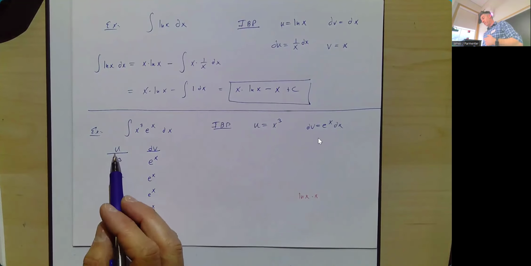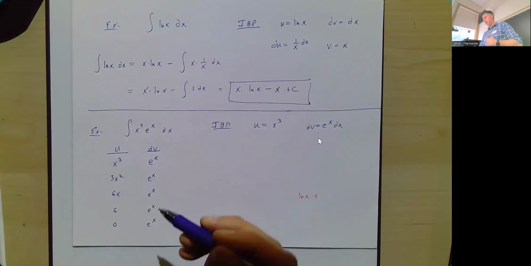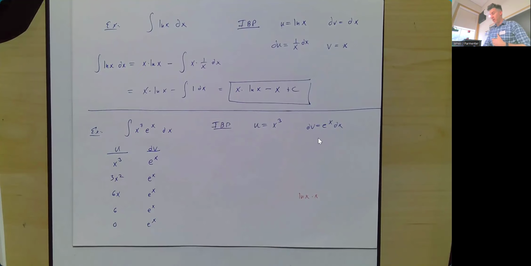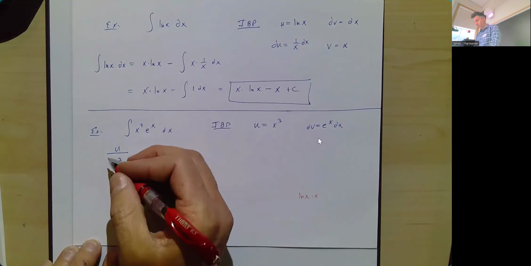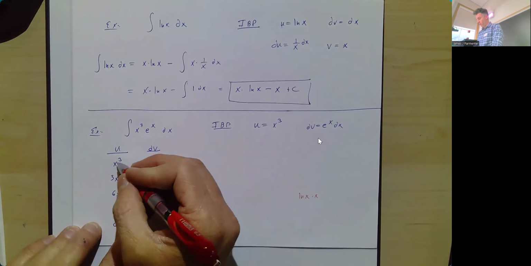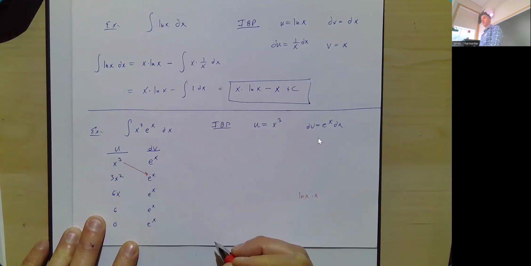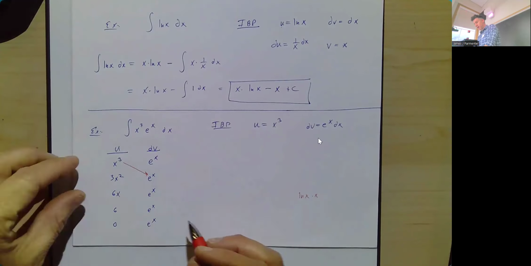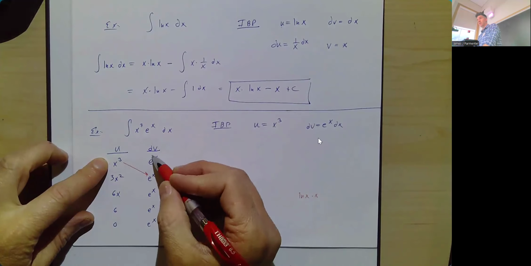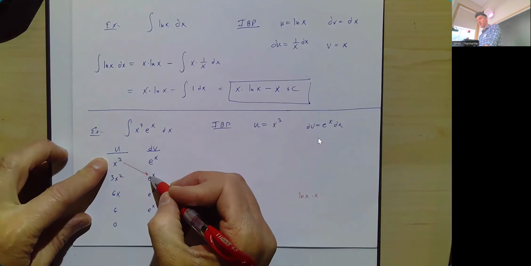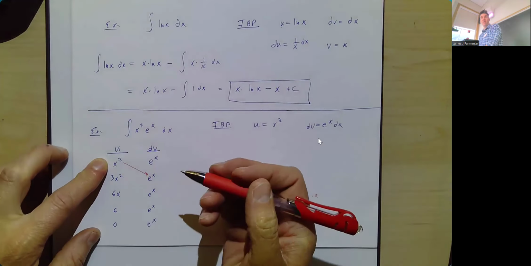You take the derivatives of u until you get to 0. You take the antiderivatives of your dv until you have the same number of entries. And then you do the following. You go from your u over and down to the next v. Check this out for a second. If that's my u and that's my first dv, then that's technically my v, and you're getting u times v in your integration by parts formula.